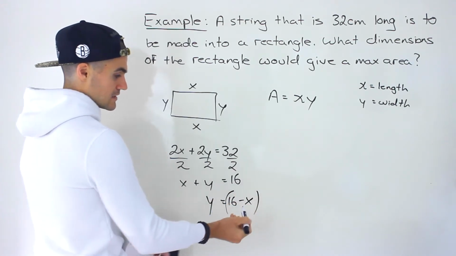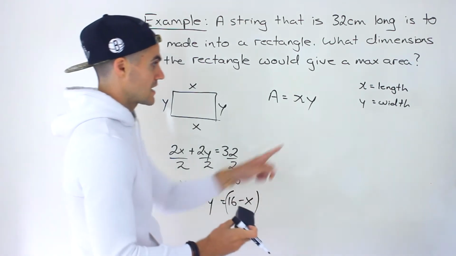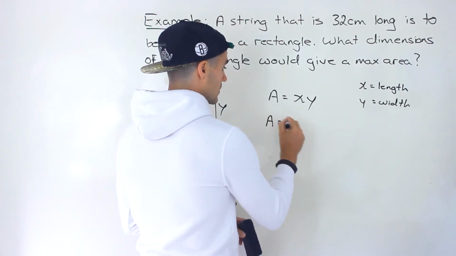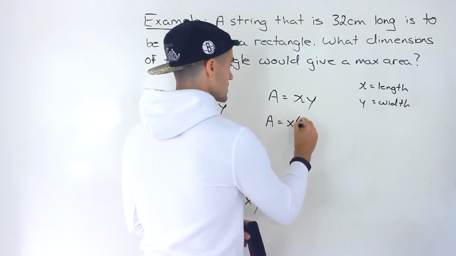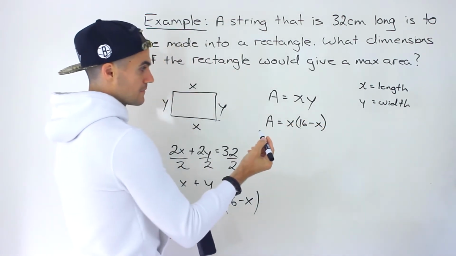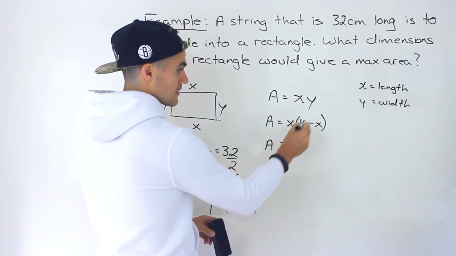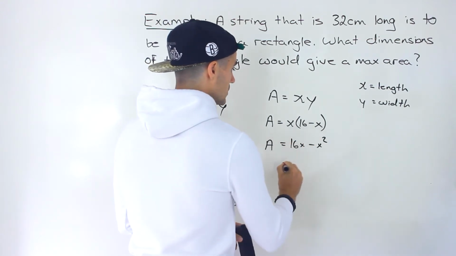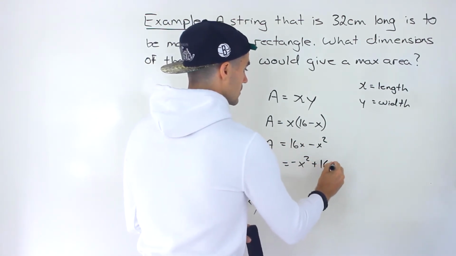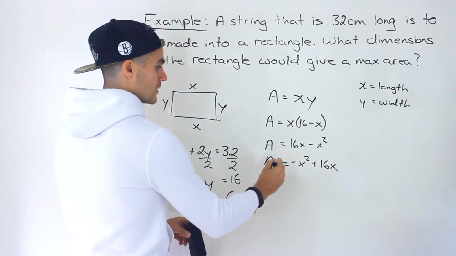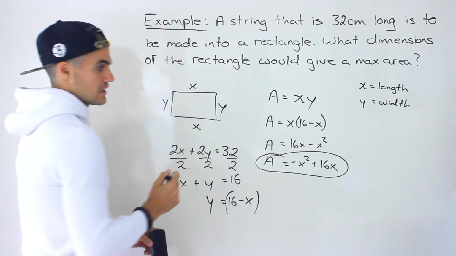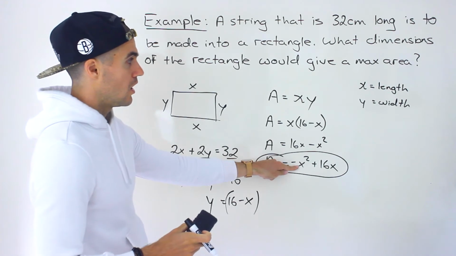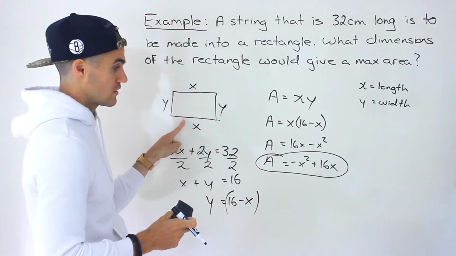And then we'll plug in this expression, 16 minus x, for that y right there. So we'd end up with A, the area, equaling x times 16 minus x like that. And then notice that this here is actually a quadratic that we're dealing with. And when we distribute, we'd end up with this, negative x squared plus 16x, like that. So that is the area that we would get depending on the length we're going to use for the rectangle.